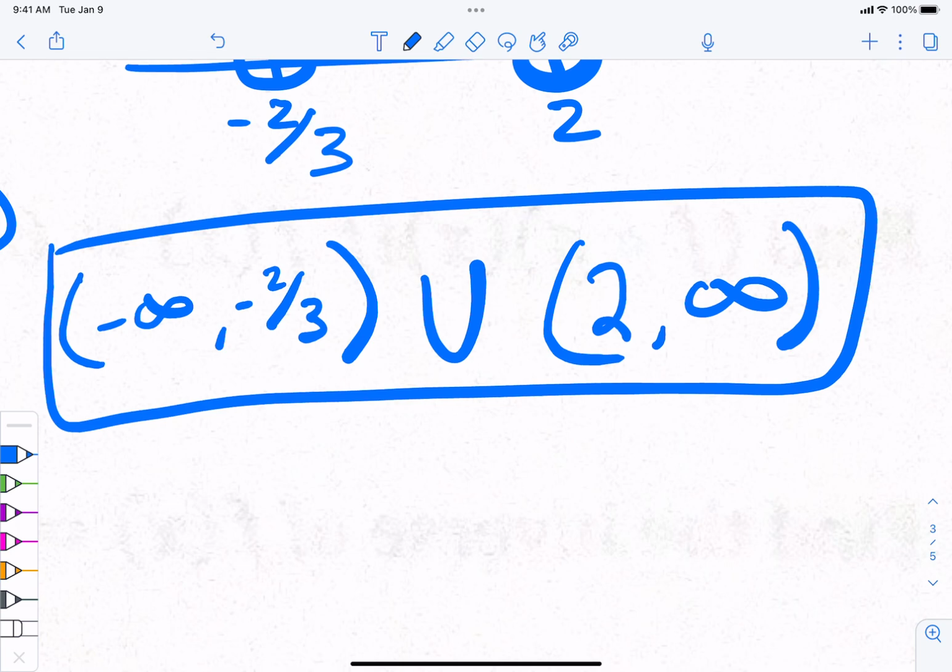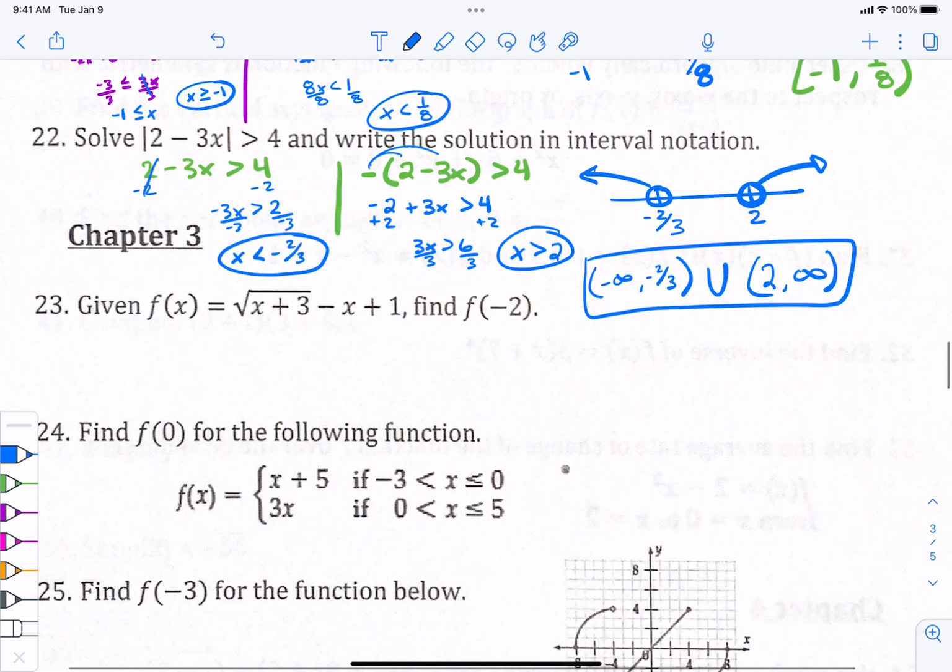I'm about to the end of my cord here. All right. Good? Happy with that? We're ready to move on? I don't want to lose any of you, so holler at me.